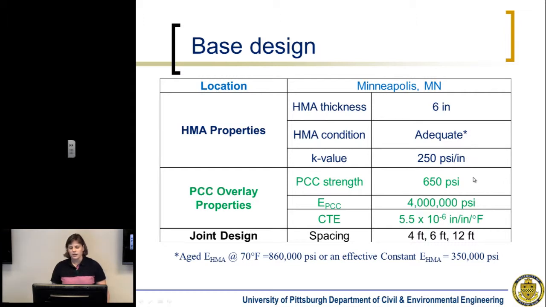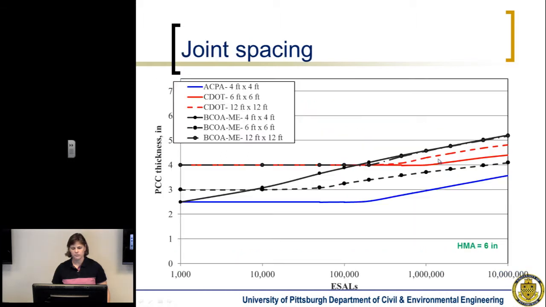The composite K value of all the layers below the asphalt will be 250 psi per inch, so pretty standard values. The concrete strength will be a typical paving mix with about a 650 psi flexural strength, correlating to around a 4 million psi elastic modulus, and a typical thermal coefficient of expansion of 5.5 times 10 to the negative 6 microstrain per degree Fahrenheit. The joint design that we'll look at will be 4x4, 6x6, and 12x12 panel sizes.